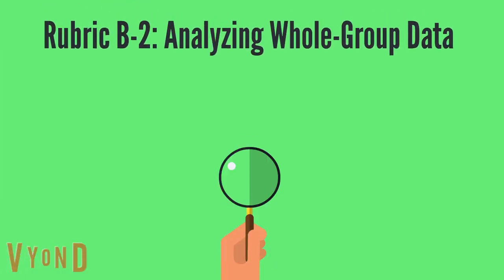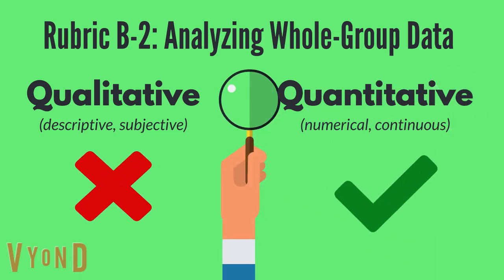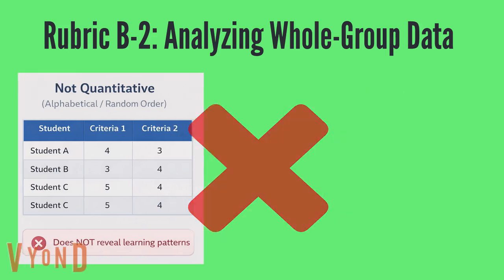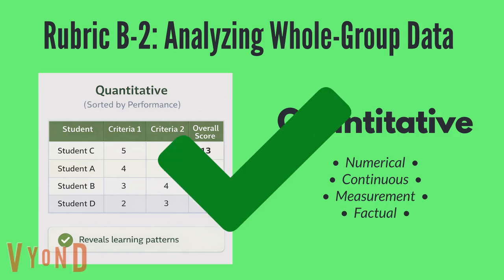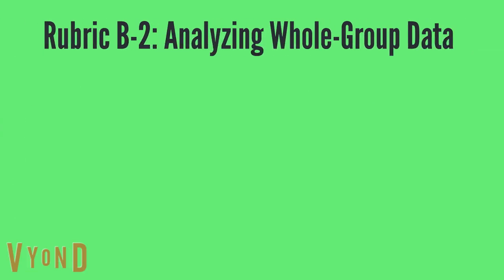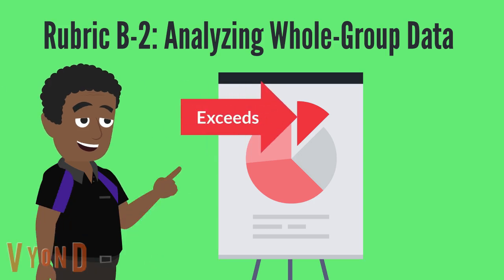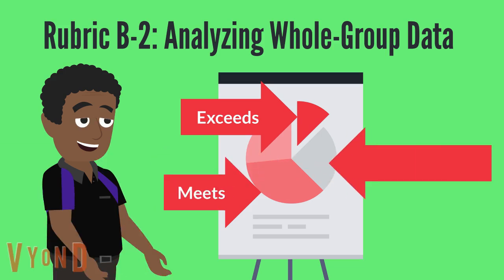In Rubric B2, student data must be organized quantitatively. Use a clear table that lists each student and their score for every rubric criterion. A chart is not considered quantitative if students are listed alphabetically or in random order because that makes learning patterns difficult to see. To make your data meaningful, sort students by performance level so assessors can quickly see who exceeded expectations, who met them, and who needs additional support.